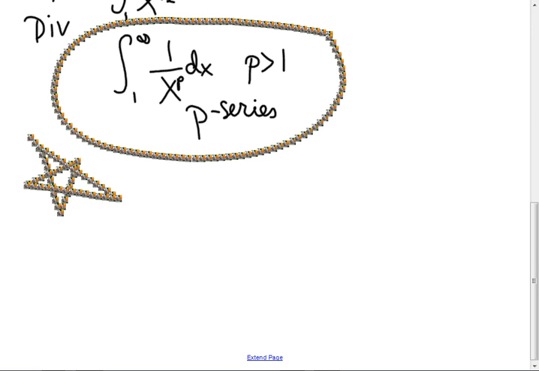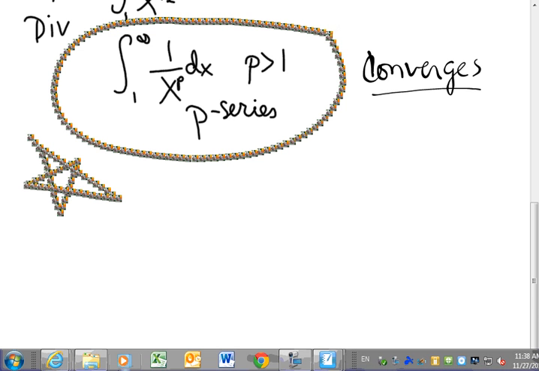Put that in. That's a big test, one of the biggest tests you're going to run into. If p is greater than 1, this converges. If p is less than 1, it diverges. And that's it. Now you have some time to work, and I can show you one of the ones you might want to actually do. But let me stop this.